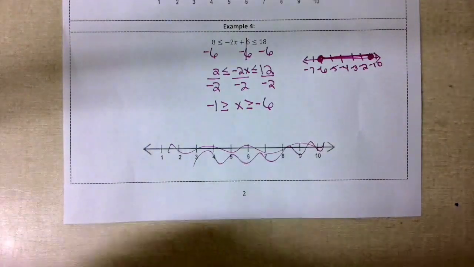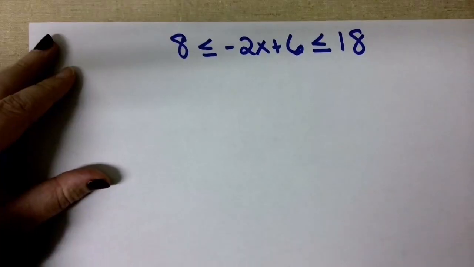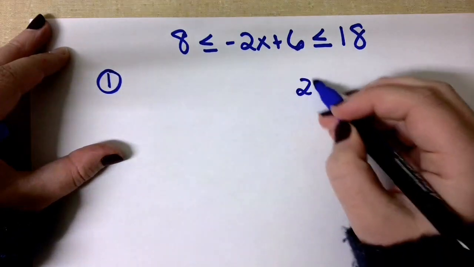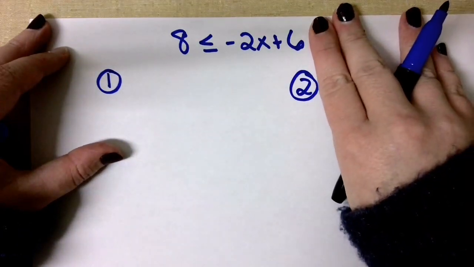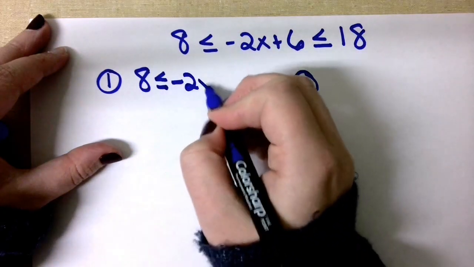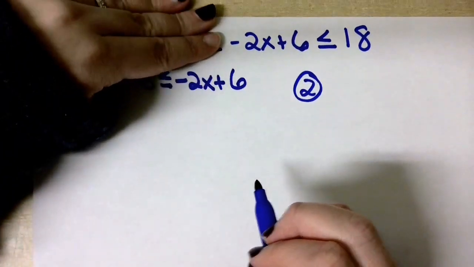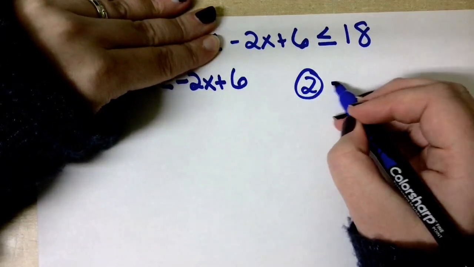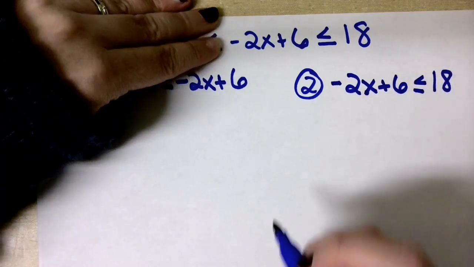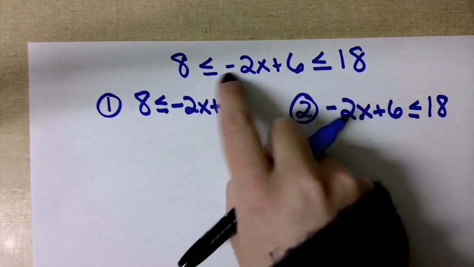Alright, so now I'm going to show you the other method where you can break it up into two inequalities at the top. And like I said, you can break it into two equations or two inequalities. I'm going to cover up the less than or equal to 18 sign. And I'm going to have 8 is less than or equal to negative 2x plus 6. I can also cover up this inequality sign and everything to the left of that, and I have an inequality over here. Negative 2x plus 6 is less than or equal to 18. So now I have two inequalities to solve. It's going to be an "and" because it's set up like this.